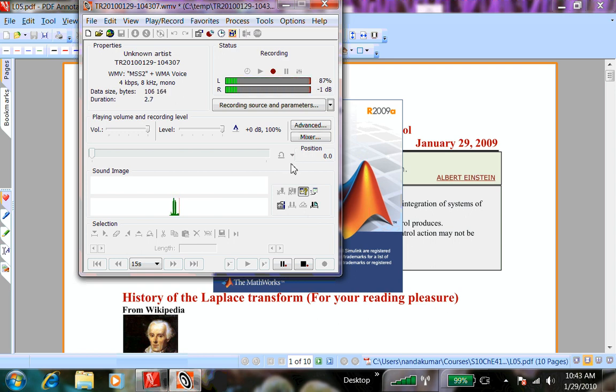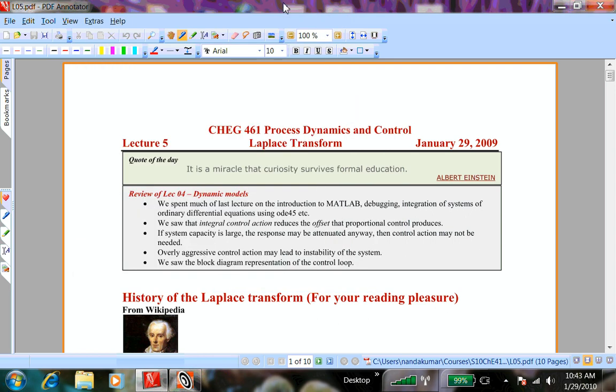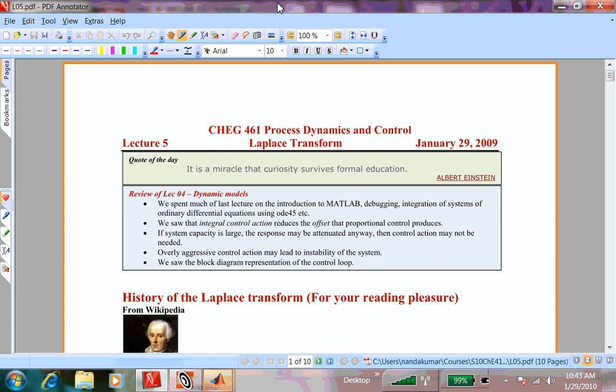All right. The common question is, how do I document what I have done in MATLAB? Okay. So any assignment that has a MATLAB part, if you are writing a function, give me a printout of the function with your name on it.